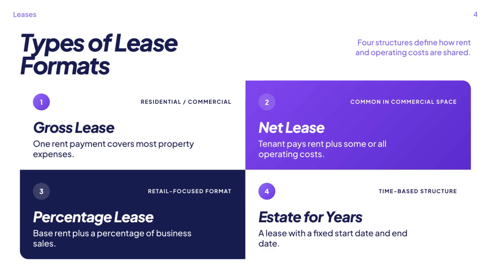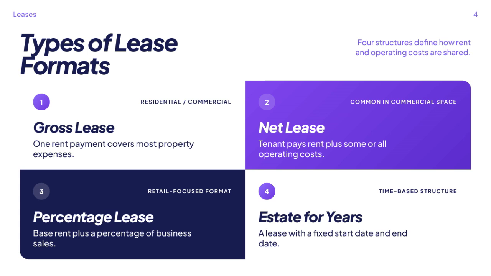Third, the percentage lease, which is retail-focused, involves paying a base rent plus a percentage of your business sales, aligning rent costs with your business performance. Lastly, the estate for years, which is a time-based lease with a fixed start and end date, providing certainty about the lease term. Understanding these four formats helps in choosing the right lease structure depending on your needs and the property type.